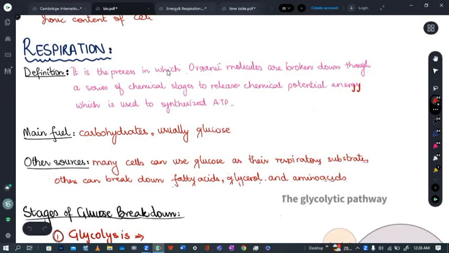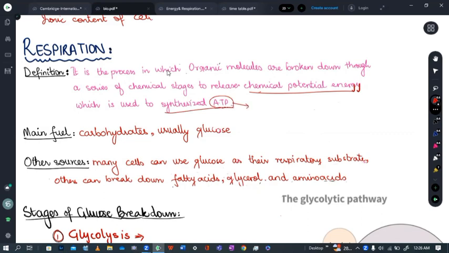We will learn about respiration. Now, what is respiration? It is defined as the process in which organic molecules are broken down in a series of chemical stages to release chemical potential energy. And this chemical potential energy is used to synthesize the energy-rich molecule adenosine triphosphate.